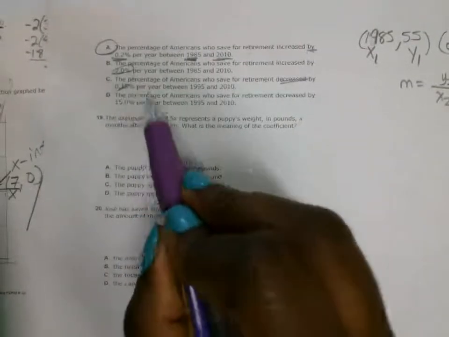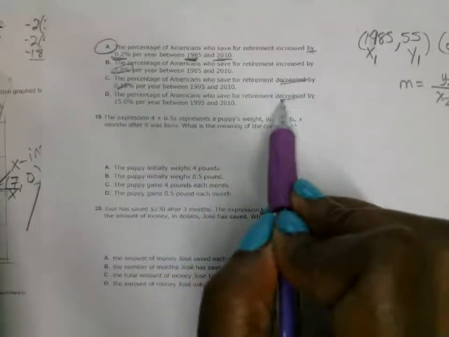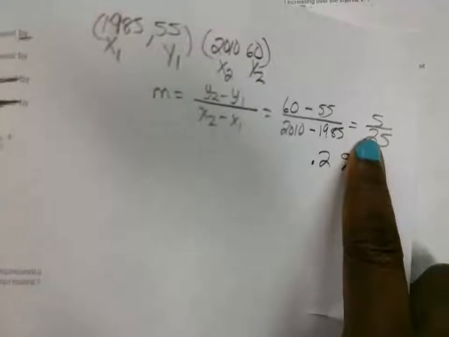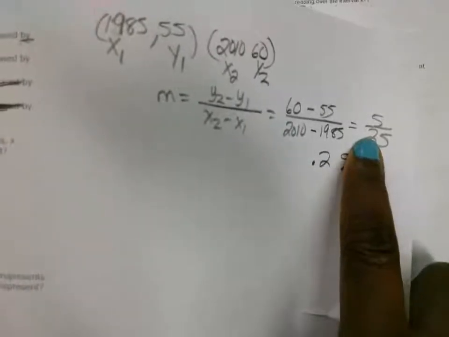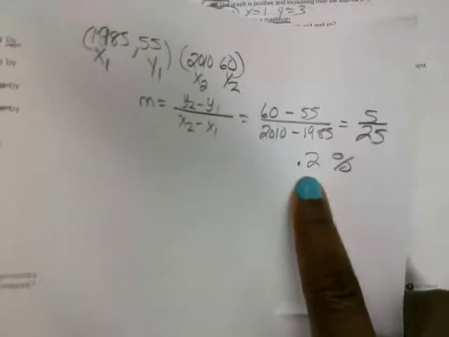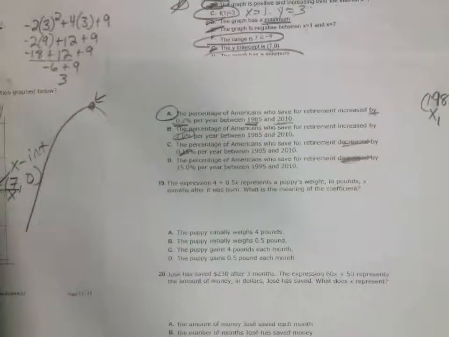And this is also wrong. This is saying it decreased. It did not decrease at all. It increased because the number is a positive number. Okay? If it was a negative number, you could say it decreased, but it's a positive number. So this is your answer. Your answer is A.